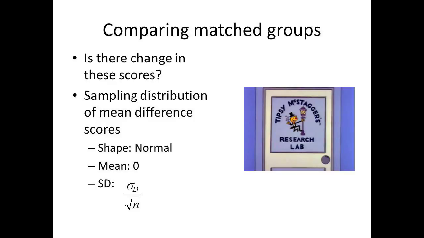Fortunately, again, all sampling distributions are pretty much the same, so the shape is still most likely to be normal, and the mean again is going to be 0, as in there's no difference between the matched scores. And in this case, the standard deviation is actually more intuitive, I think, and it's the standard deviation of the population difference score over root n.